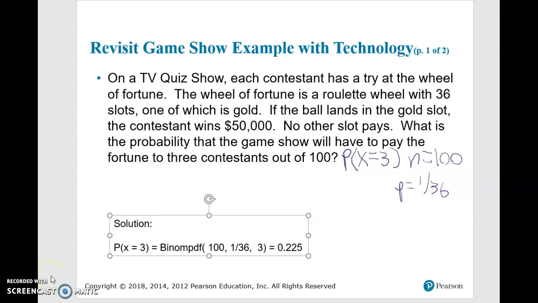The probability of 3 successes in 100 trials will be binomPDF of 100, 1 over 36, 3. And it's equal to 0.225. When you type into your calculator, you can simply type in 1 and then press your division sign and then 36 to leave your answer as a fraction for that probability line. And it's always a good idea to avoid rounding where you can in the middle of your calculations.